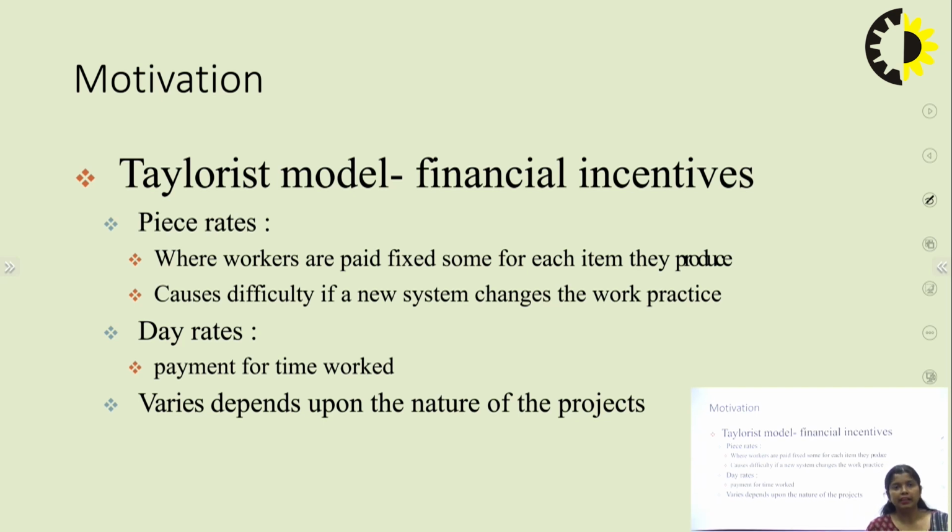There are two factors in the Taylorist model, the piece rate and the day rate. When workers are paid a fixed, handsome amount for what they produce, it is a piece rate. And day rate is when they work on an hourly basis, such as 8 hours, and get payment for whatever they are doing. So these are the day rate and piece rate in the Taylorist model.